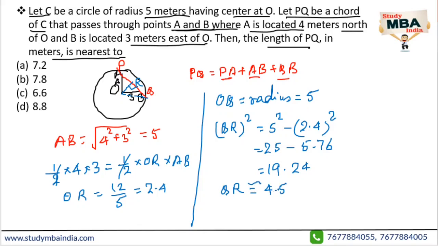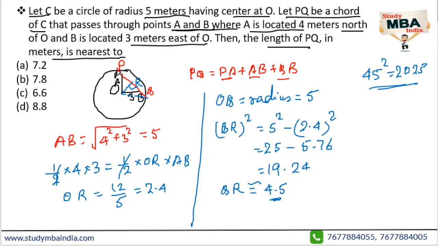Definitely less than 4.5. How can we say less than 4.5? Because we know that 4.5 square is nothing but 20.25, and this value 19.24 will be less than 20.25. So obviously the value of QR will be slightly less than 4.5, or we can say close to 4.5. So now we got QR.